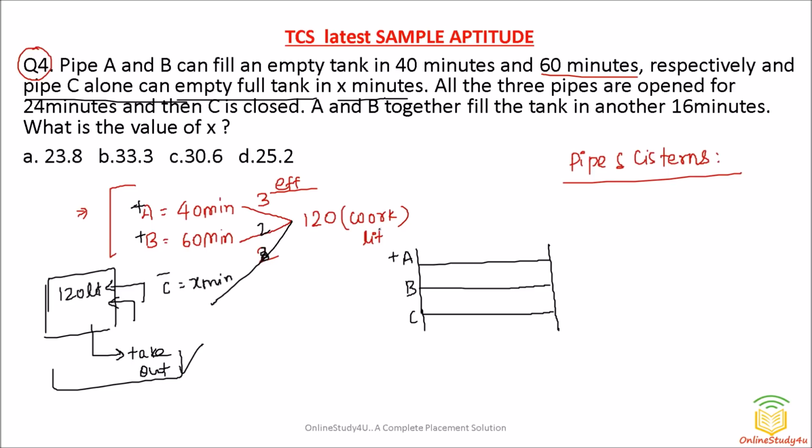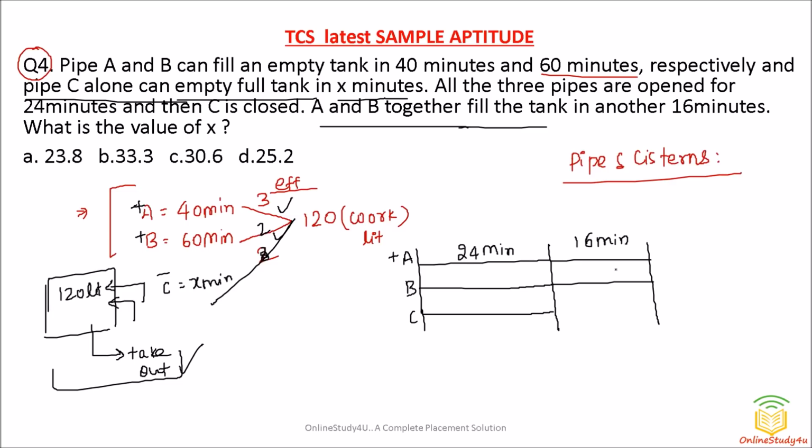Now, all 3 pipes are opened for 24 minutes, and then C is closed. After that only A and B are being used, and they fill the tank in 16 minutes. So friends, A fills 3 liters in 1 minute and B fills 2 liters.